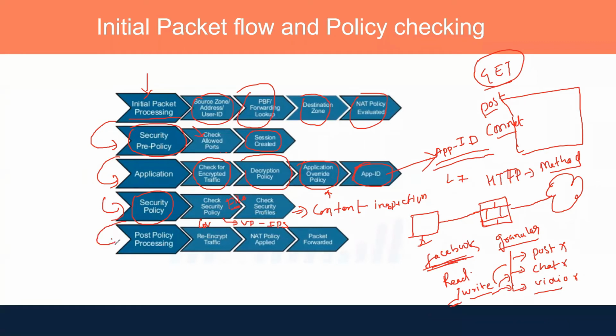And after that, post policy processing happens. In post policy processing, if it has decrypted the traffic, now it needs to re-encrypt because now it will be sent over the network. And finally, NAT needs to be applied and the packet needs to be forwarded to the destination. So overall, there are 5 steps through which the entire packet flows.